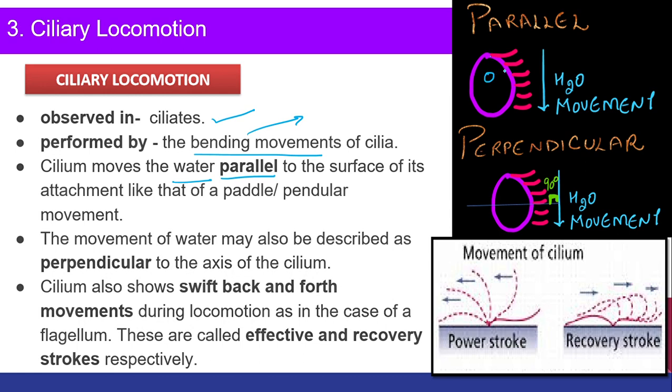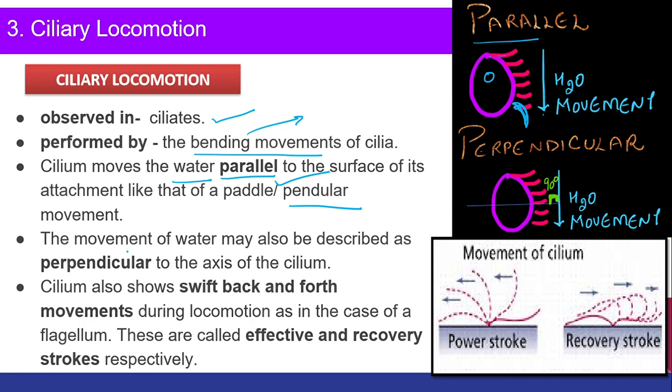See here. If this is an organism, now this is the cilia. If you see that water is moving in this direction, the cilia will also move in this direction, then it will come back to its original place. So how is the direction of cilia and water? It is parallel. So that's what I have written. It is parallel, which shows pendular movement. That means it will come down, go back, come down, go back. So it will show back and forth motion, right?